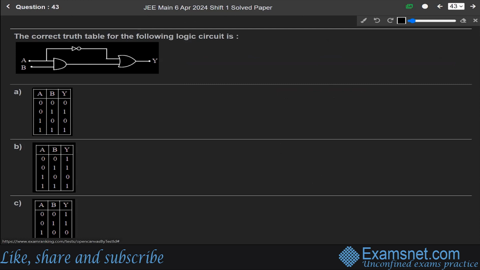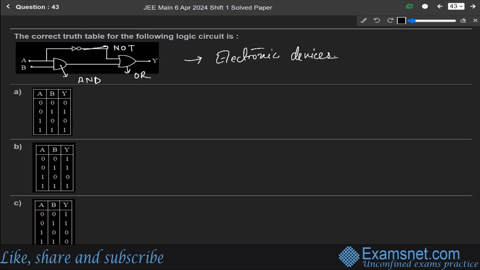Now next question 43. The correct truth table for the following logic circuit is... This question is from the chapter of electronic devices. We have to find the correct truth table for this logic circuit. So this is A and B. We know that this gate is an AND gate, this is a NOT gate, and this is an OR gate. So we will find the output Y.